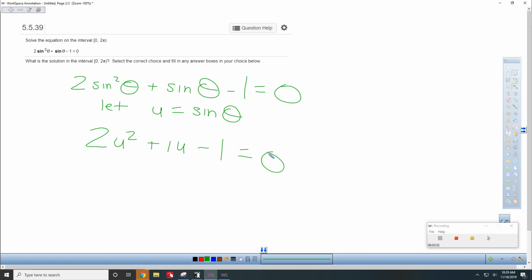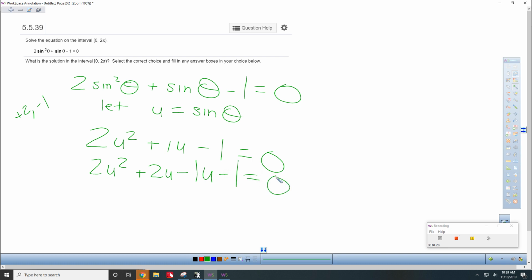So we can factor that. Let's see. We're going to do a riddle to split the middle. Two numbers that multiply to be -2 and add to be +1. So that would be +2 times -1. So we're going to rewrite this as 2u squared plus 2u minus 1u minus 1 equals 0.